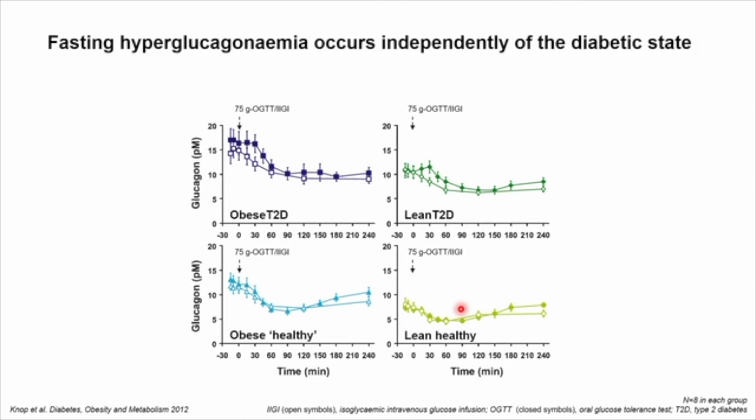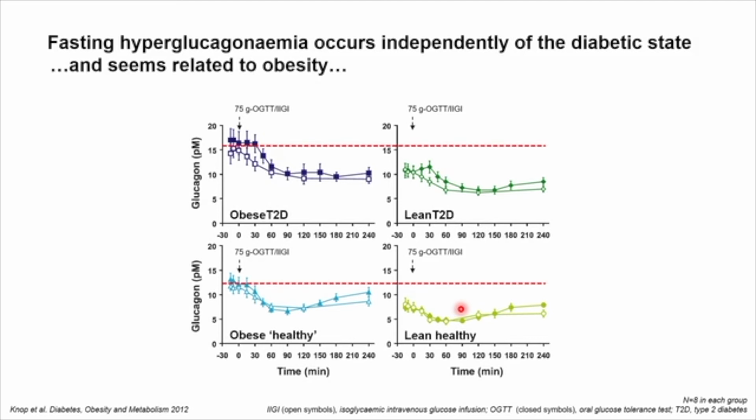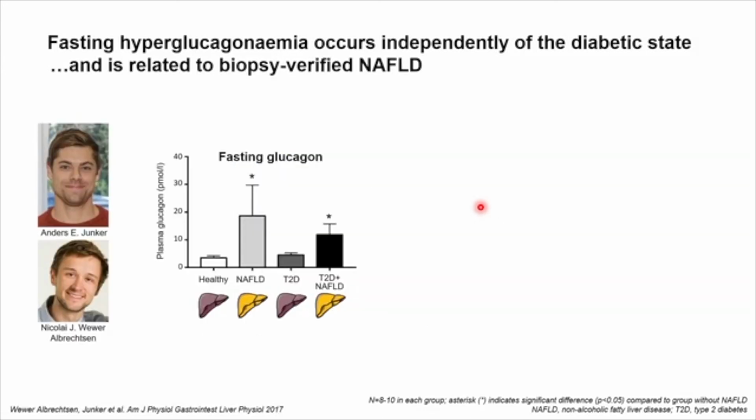And you can see they all suppress glucagon to some extent in response to these glucose stimuli, but what is very clear from this study is that it's only the obese patients with type 2 diabetes, not the lean patients with type 2 diabetes, who are characterized by fasting hyperglucagonemia. And the same goes for the obese versus the lean non-diabetic people. So it seems that this fasting hyperglucagonemia is not directly related to diabetes, but more to obesity.